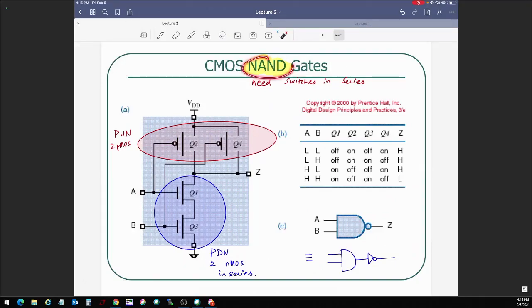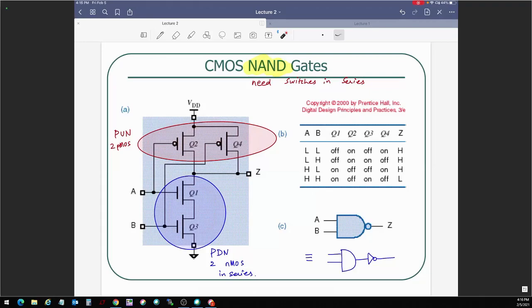Let's talk about NOR, right? So if you're talking about NOR, you would say, all right, for NOR, I need two nMOS transistors in parallel. That's my pull down network, which means that my pull up network will be two pMOS transistors in series. You see that? So if you figure out one, you can figure out the other because of that complementary nature.